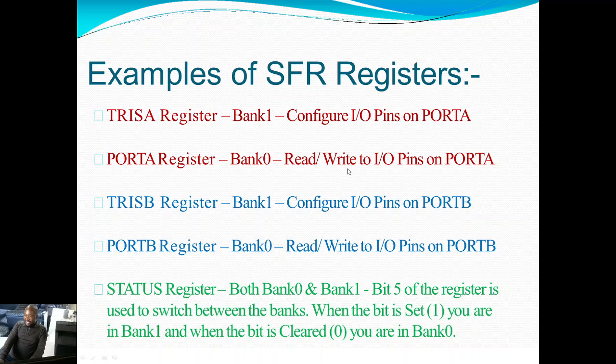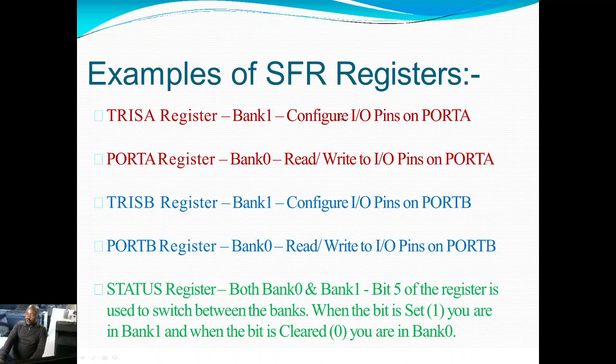You read or write to the pins depending on whether they are configured as inputs or outputs. If a pin is an input, you are going to read it using the port register. If a pin is configured as an output, you are going to write to it using the same port register. So the TRIS registers are for configuring the pins as either inputs or outputs, and the port registers are for reading or writing to the pins.